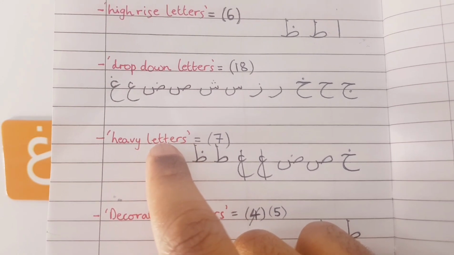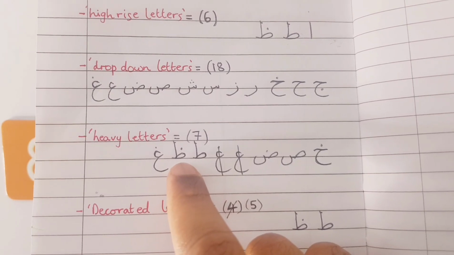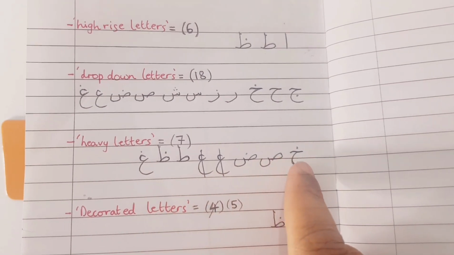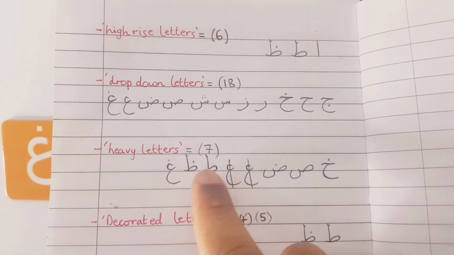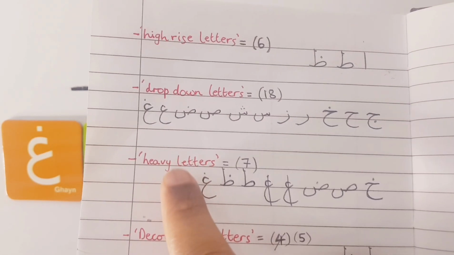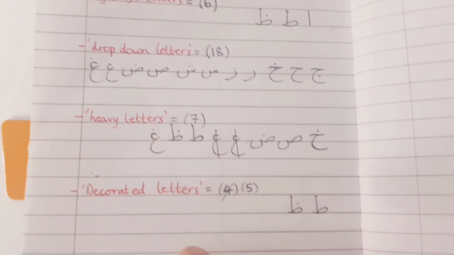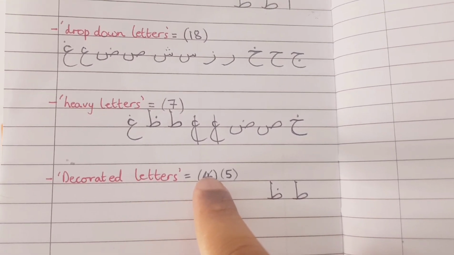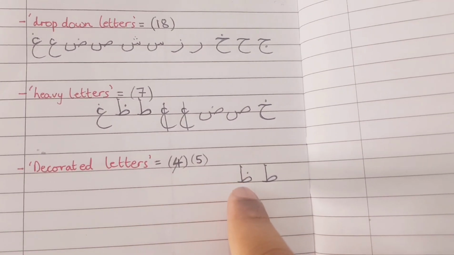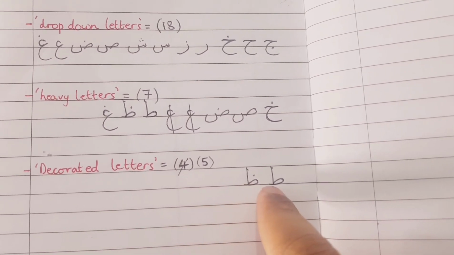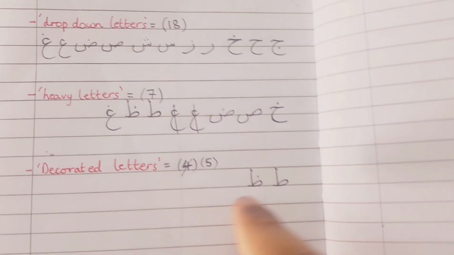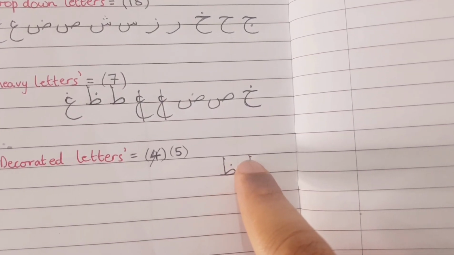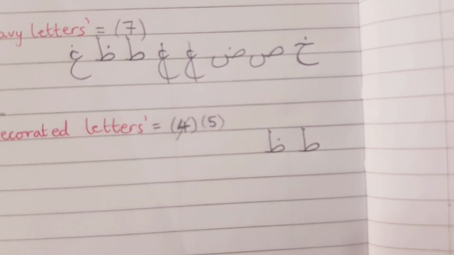In terms of heavy letters, I've added Ta, Dha, and Ghain to the list, because these 3 are heavy letters. So far I have 1, 2, 3, 4, 5, 6. So I have 1 more left to complete this list of heavy letters. In terms of decorated letters, I've added Ta and Dha. And previously I said there was 4, but there's actually 5. I counted Ta and Dha as 1 letter. But if I separate between the 2, then we have 5 in total, inshallah. So please change 4 into 5. So decorated letters are these things that you have here.